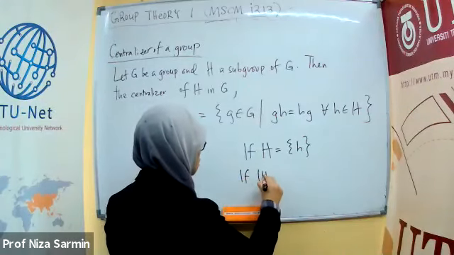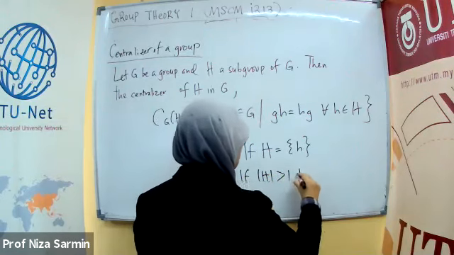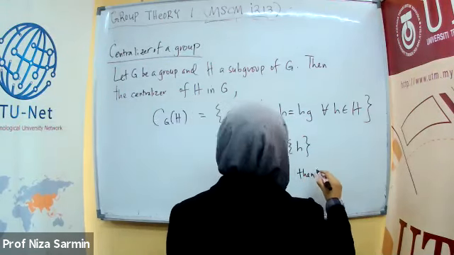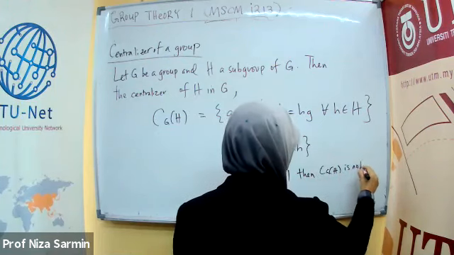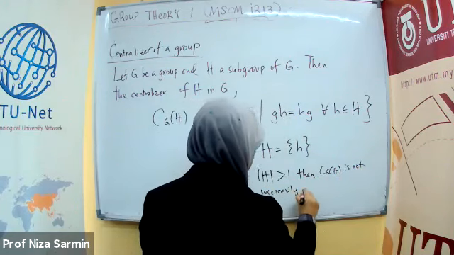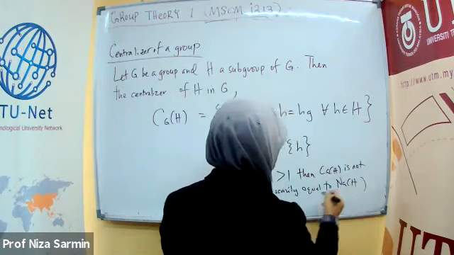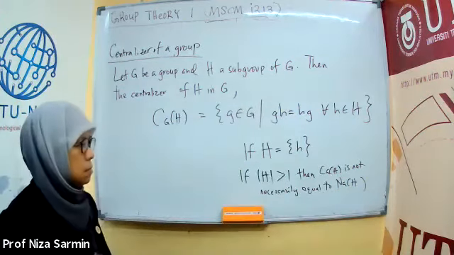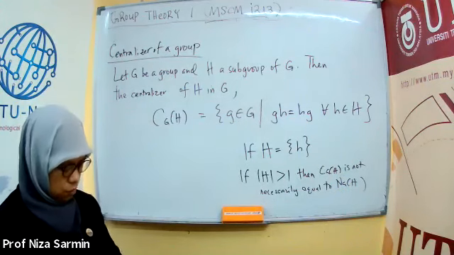If the order of H is bigger than 1, okay, then the centralizer of H is not necessarily equal to the normalizer. Okay, so they can be different. So it depends. You have to see.